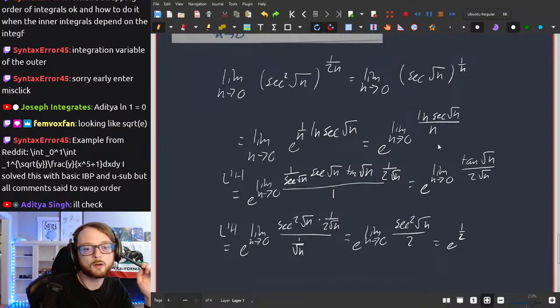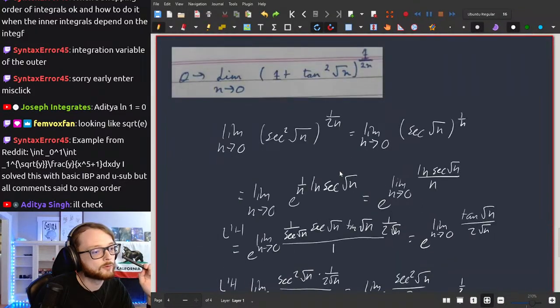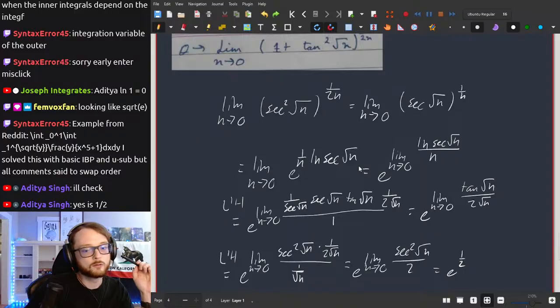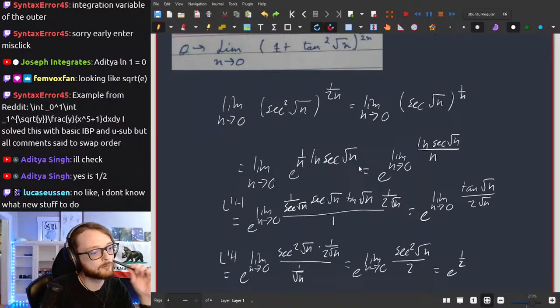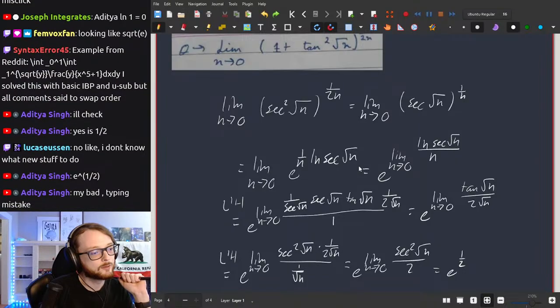And Lucas, where are you stuck with revising these things now, or what's up? It should be e to the 1/2. Yeah. When swapping order of integrals, and how to do it when the inner integrals depend on the integration variable of the outer. Oh yeah, that's a pretty common thing to make you do in multivariable calculus. No worries.